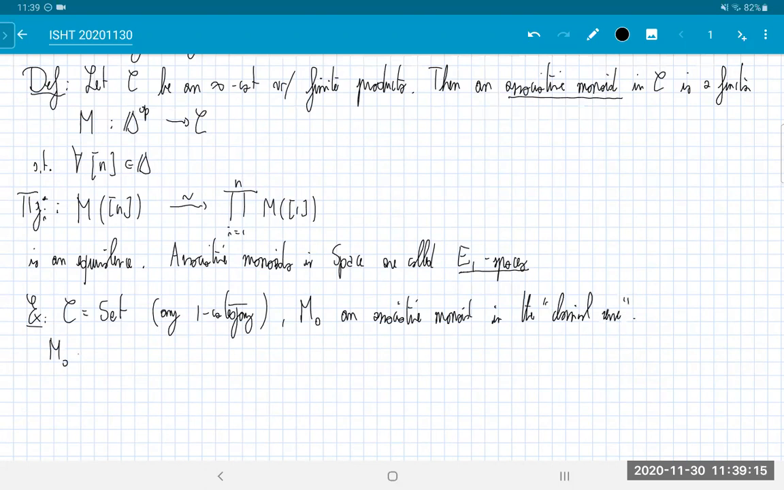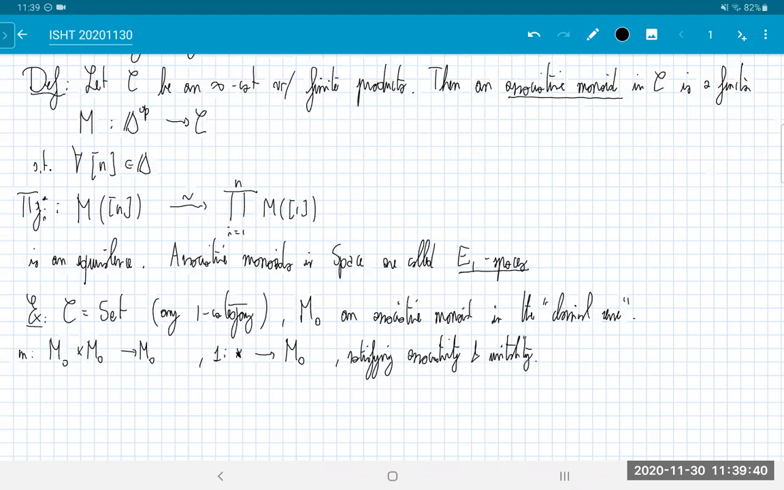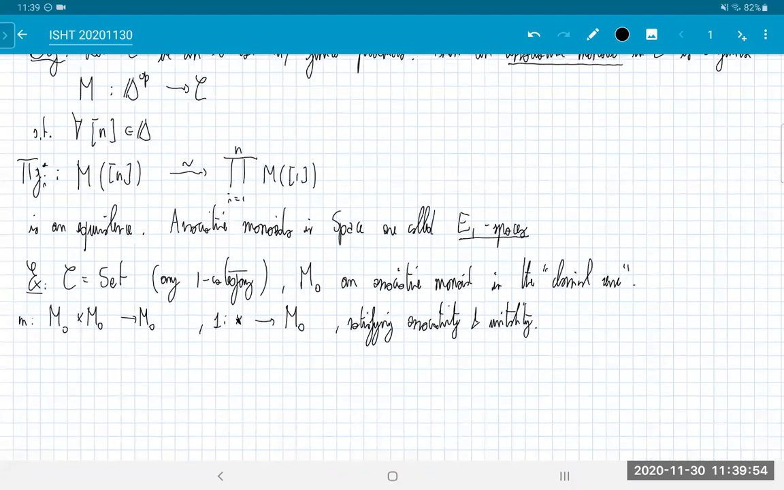That is, you have maps M0 times M0 to M0, multiplication, and a map from the terminal object to M0, which I'm going to call 1, which corresponds to the unit point, satisfying some conditions, associativity and unitality. Then I'm going to build such a simplicial object. And the next time I will show that in fact all such simplicial objects arise in that way. And it's an equivalence of categories.